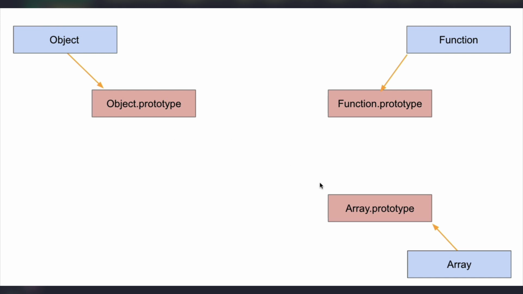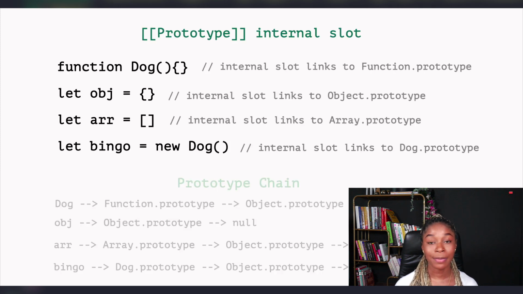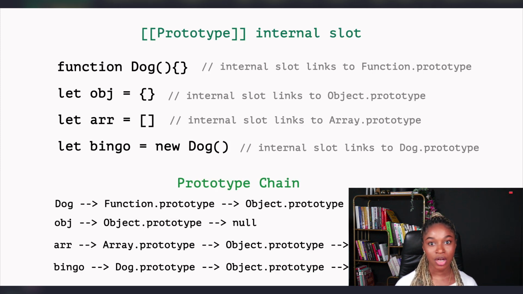Now another thing I would like to add is that every object in JavaScript has a prototype internal slot, and this internal slot corresponds to the internal state associated with objects, right? Now the value of this internal slot generally links to another object.